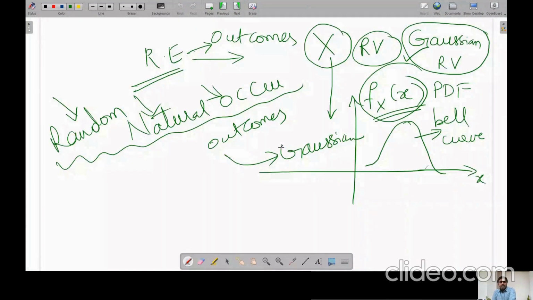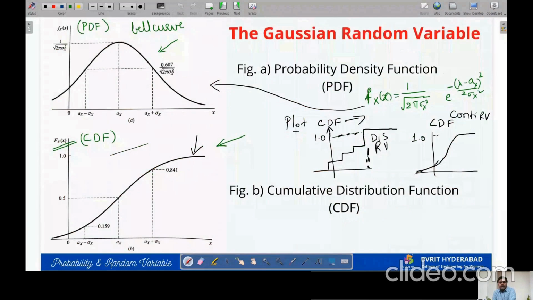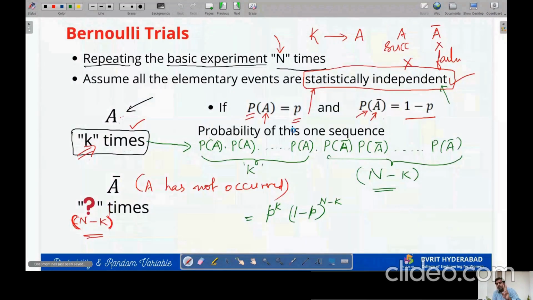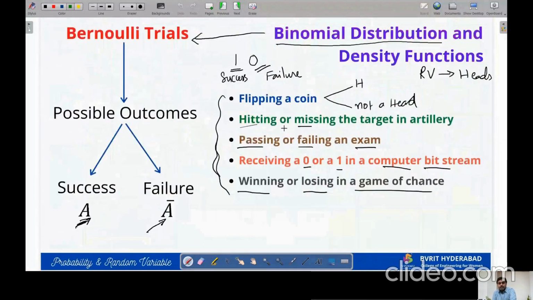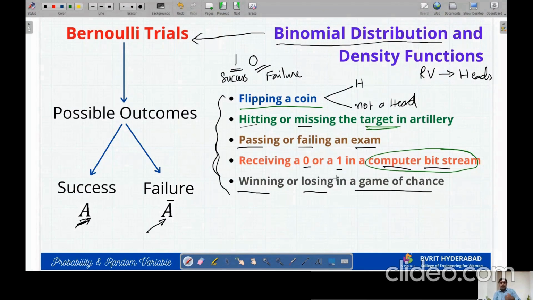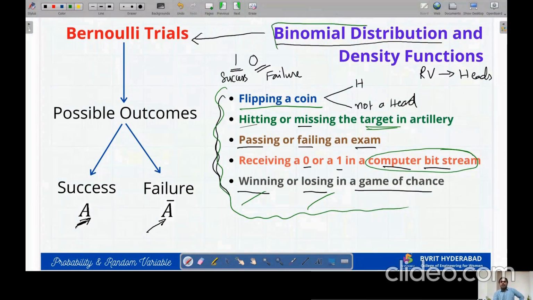Now, the second distribution function I have told you is binomial. Binomial, in the sense, we have only two possible outcomes. This also I have told you. So whenever I am talking about some random experiments which have only two outcomes, I have told you these examples, right? Either head or not a head, hitting the target or missing the target, passing or failing an exam. In case I am talking about a computer bit stream, because it can understand only zeros and ones, whether the received bit is a zero or a one, or winning a game or losing a game. So if I have only such cases of success or failure, then I will talk about the binomial distribution function.